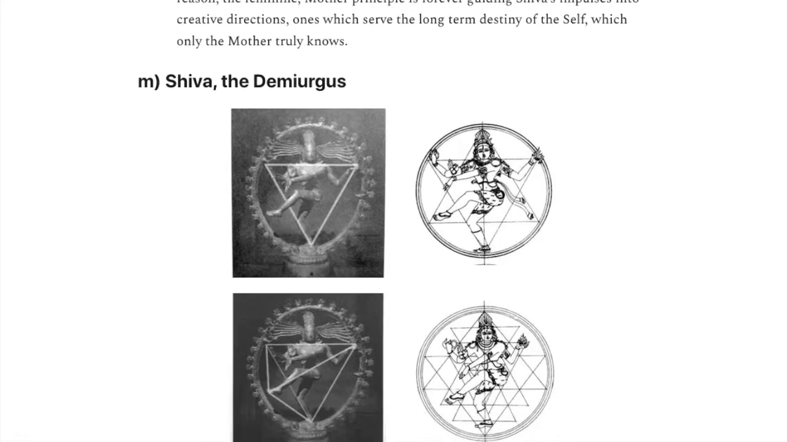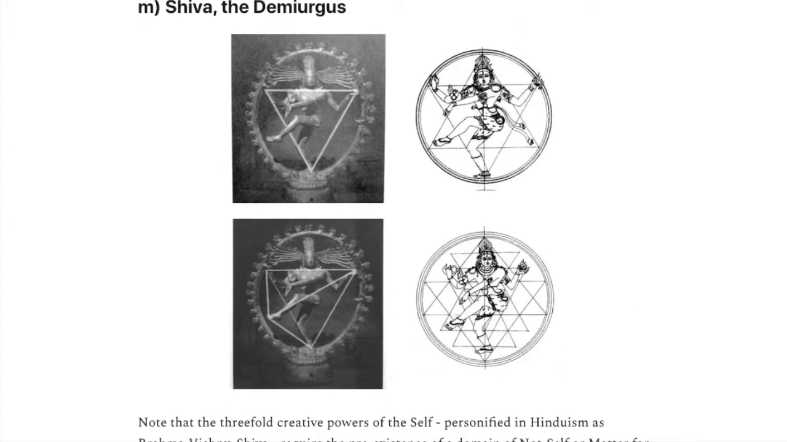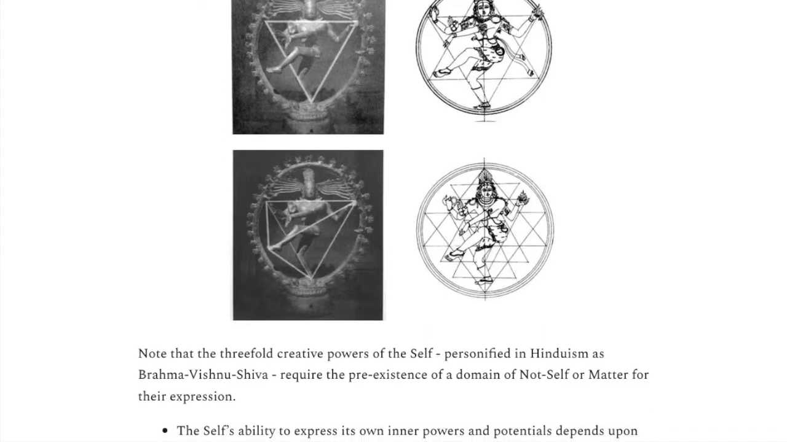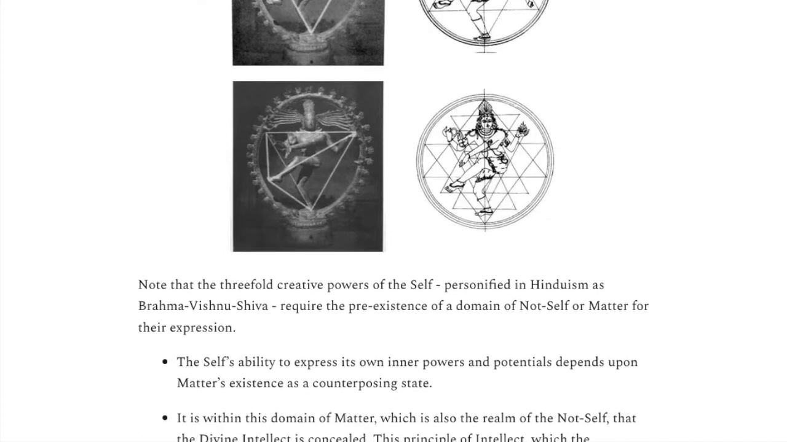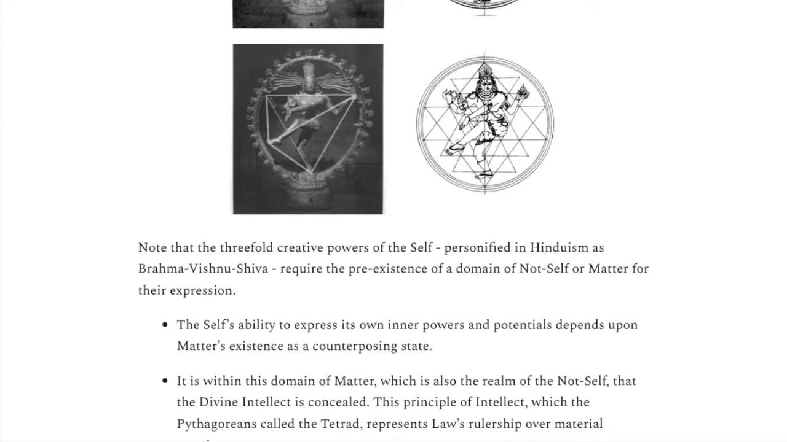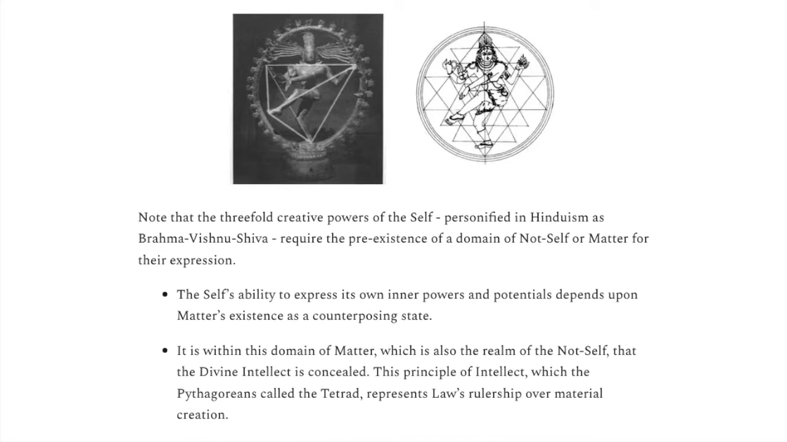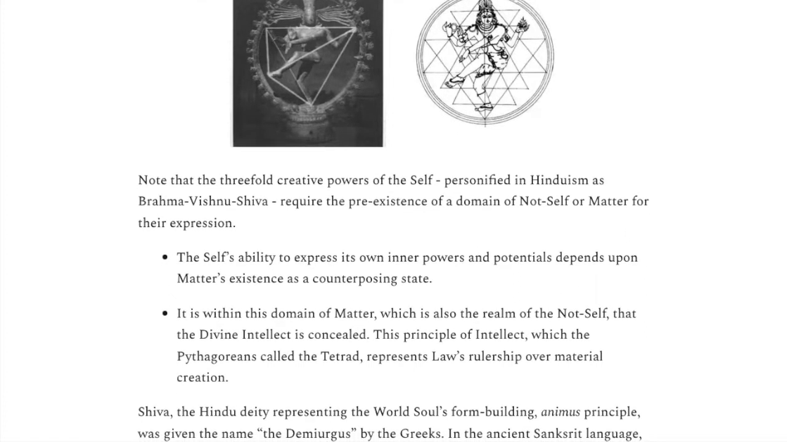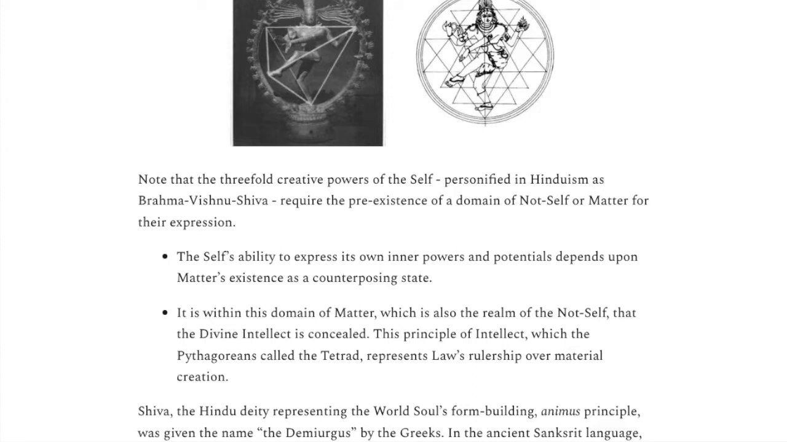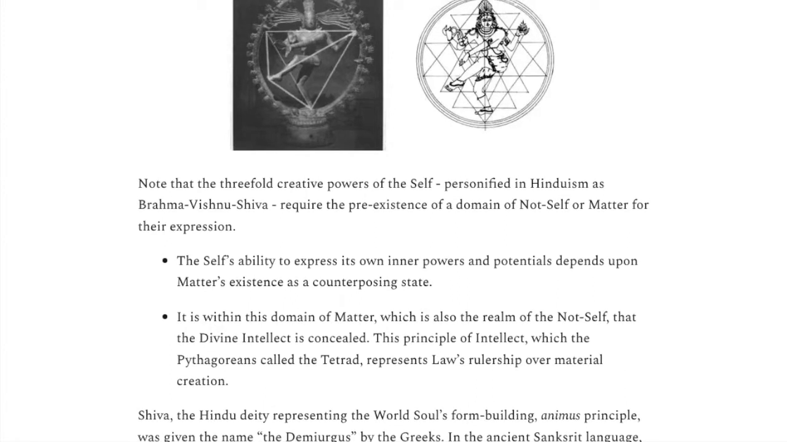All right, so next section, which is section M, and it's called Shiva the Demiurgus. Note that the threefold creative powers of the self, which are personified once more in Hinduism as Brahma, Vishnu, Shiva, required the pre-existence of a domain of not self or matter for their expression. The self's ability to express its own inner powers and potentials depends upon matter's existence as a counterposing state. It is within this domain of matter, which is also the realm of the not self, that the divine intellect is concealed. This principle of intellect, which the Pythagoreans called the Tetrad, represents law's rulership over material creation.